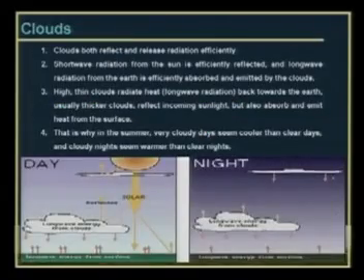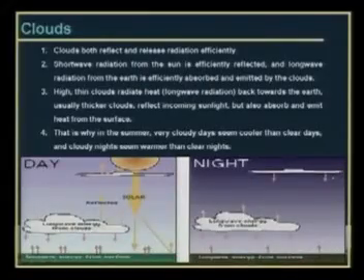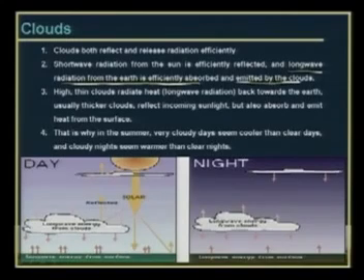Okay, what it really means in terms of hot weather and cold weather. Now you can see here the day and night, clouds both reflect and release the radiations efficiently, as point number 1. Short wave radiation from the sun is efficiently reflected, and long wave radiation from the earth is efficiently absorbed and emitted by the clouds. So what we see here is that long wave radiation from the earth is efficiently absorbed and emitted by the clouds, okay.